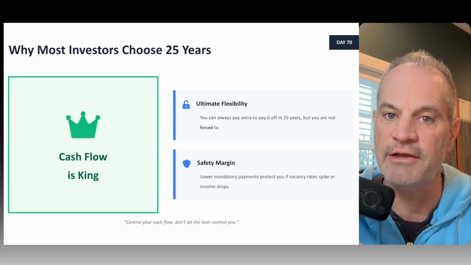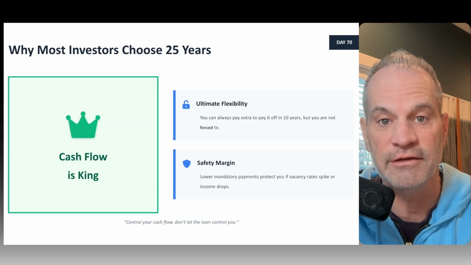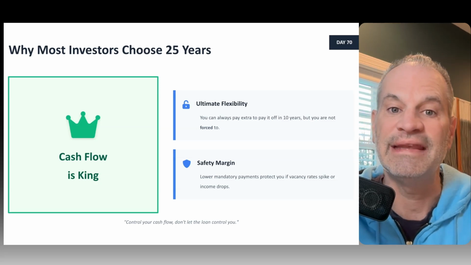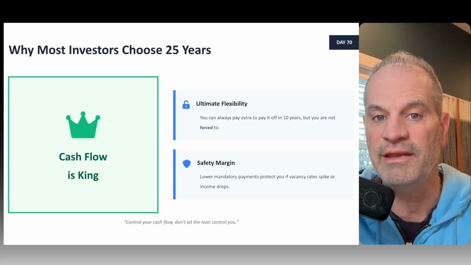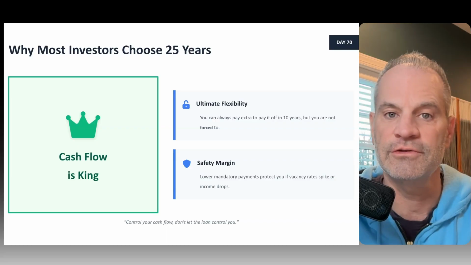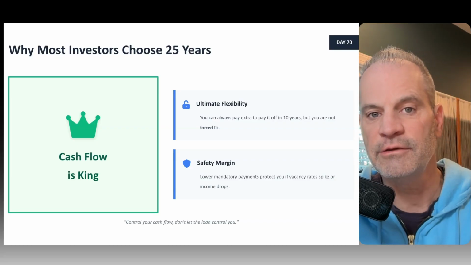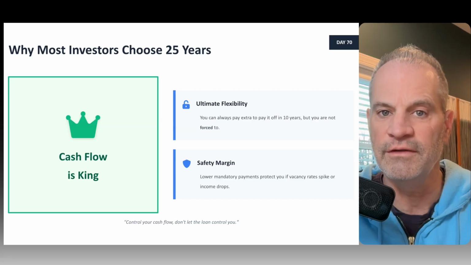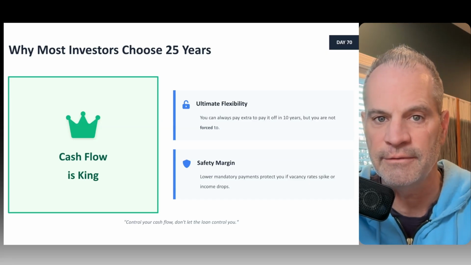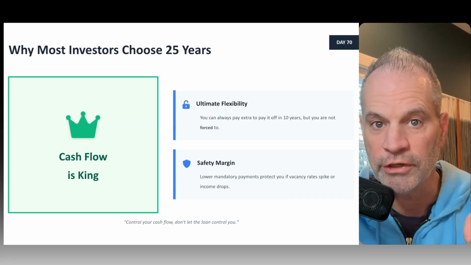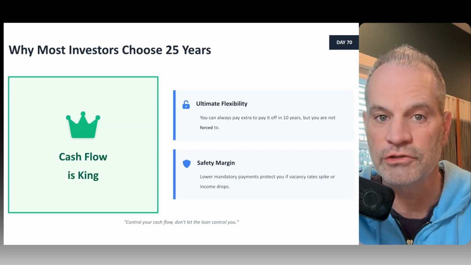You can always choose to pay extra principal and pay the loan off in 10 years if you want to, but you're not legally forced to make that higher payment every month. This creates a crucial safety margin. Lower mandatory payments protect you if vacancy rates spike or if the market softens unexpectedly. Remember this mantra: control your cash flow. Don't let the loan control you.